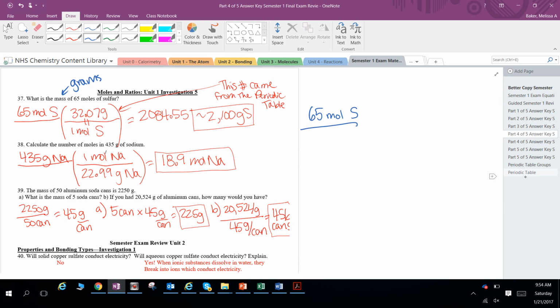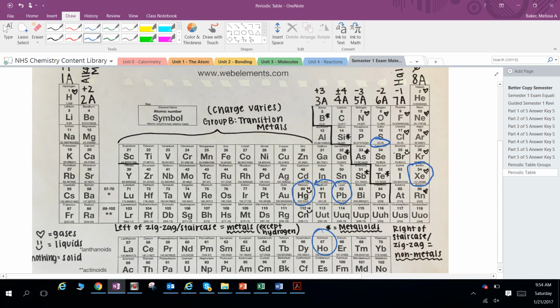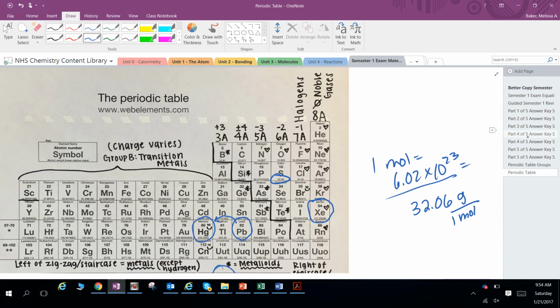The periodic table is really helpful because it tells you how much 1 mole weighs. 1 mole weighs 32.06 grams. And by the way, remember that 1 mole is 6.02 times 10 to the 23rd of something. So that's a lot of them. And that's equal to the average atomic mass. So the 32.06 is how many grams per 1 mole of that type of atom.